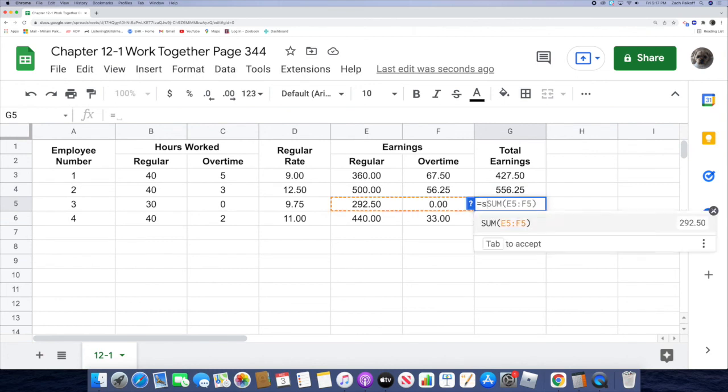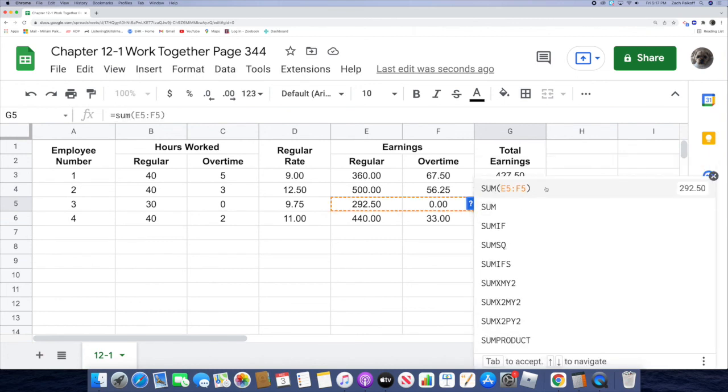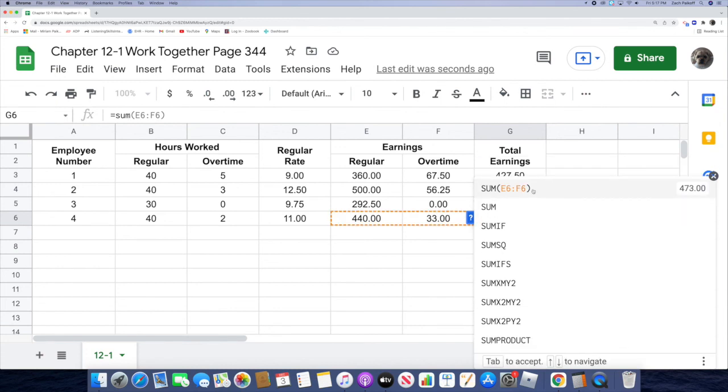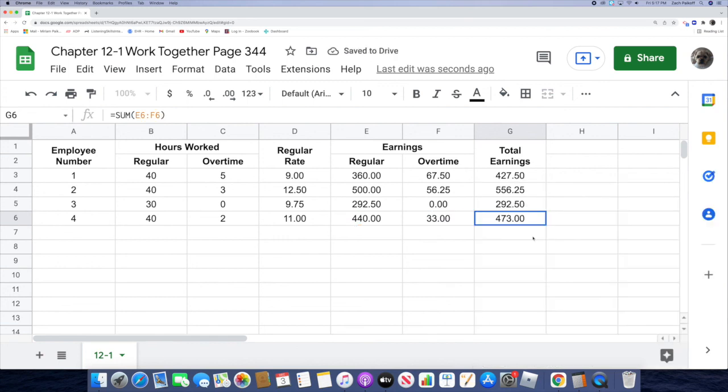For employee number 3, we're going to type in equals sum, take the regular earnings and add them to the overtime earnings, and then right click, and that will give us $292.50, which are the total earnings for employee number 3. And for employee number 4, we're going to type in equals sum, take the regular earnings and add them to the overtime earnings, and then right click, and that will give us $473, which are the total earnings for employee number 4.